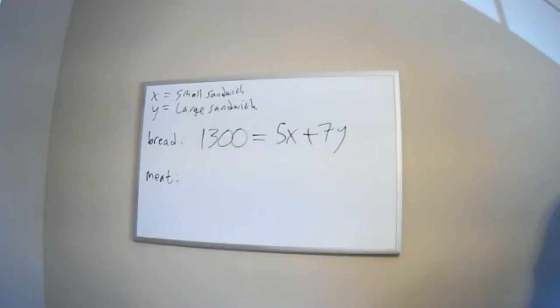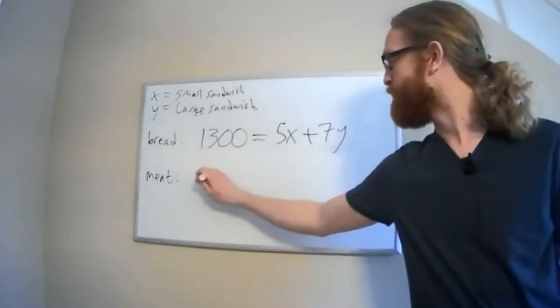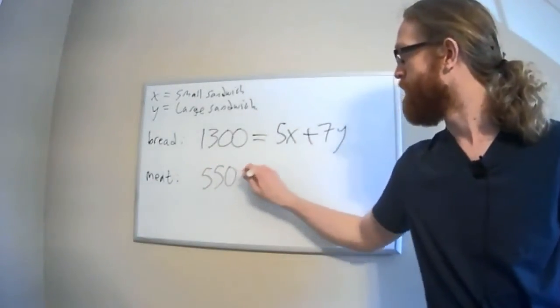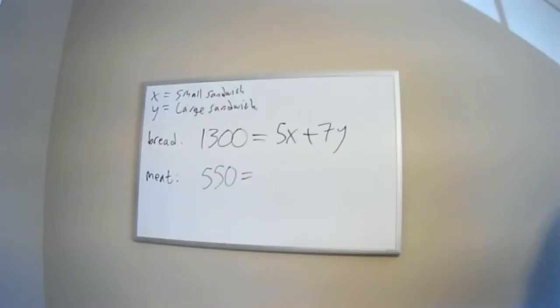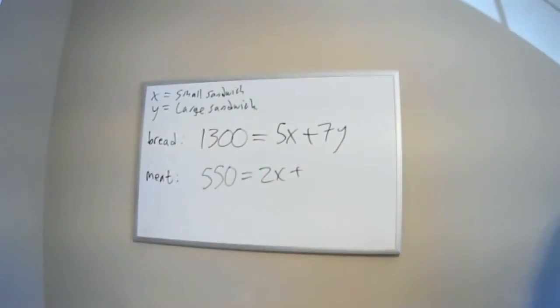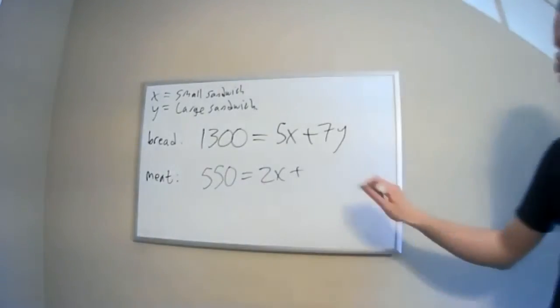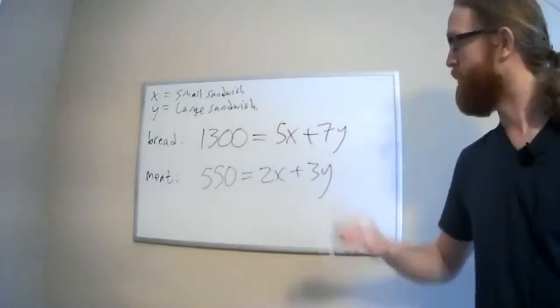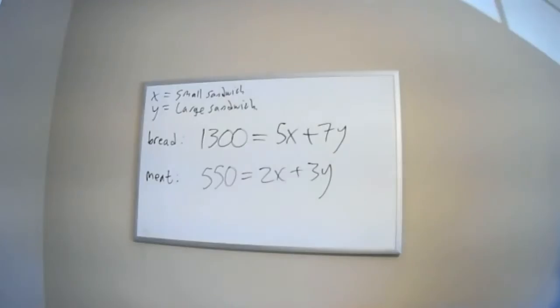I can do basically the same thing for the meat equation. I have 550 ounces total of meat. And I know a small sandwich requires 2 ounces of meat, and a large sandwich requires 3 ounces of meat. And so this would be my second equation here. Okay, so I've successfully got 2 equations. I've used all the information that they gave us in the problem.